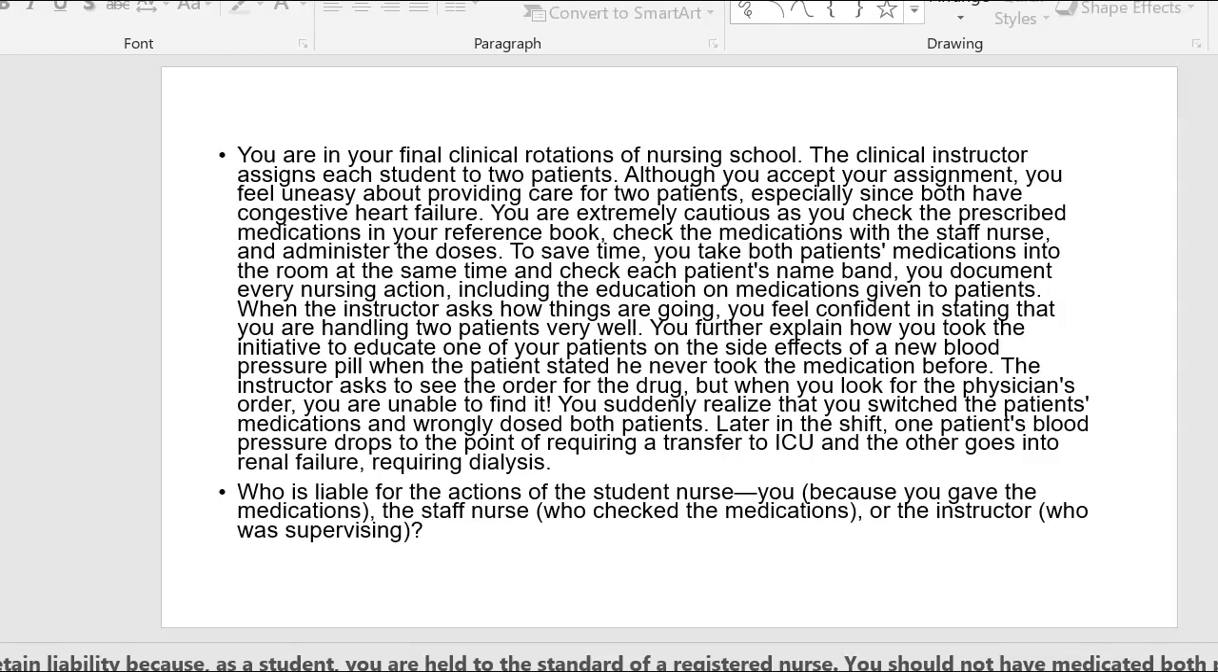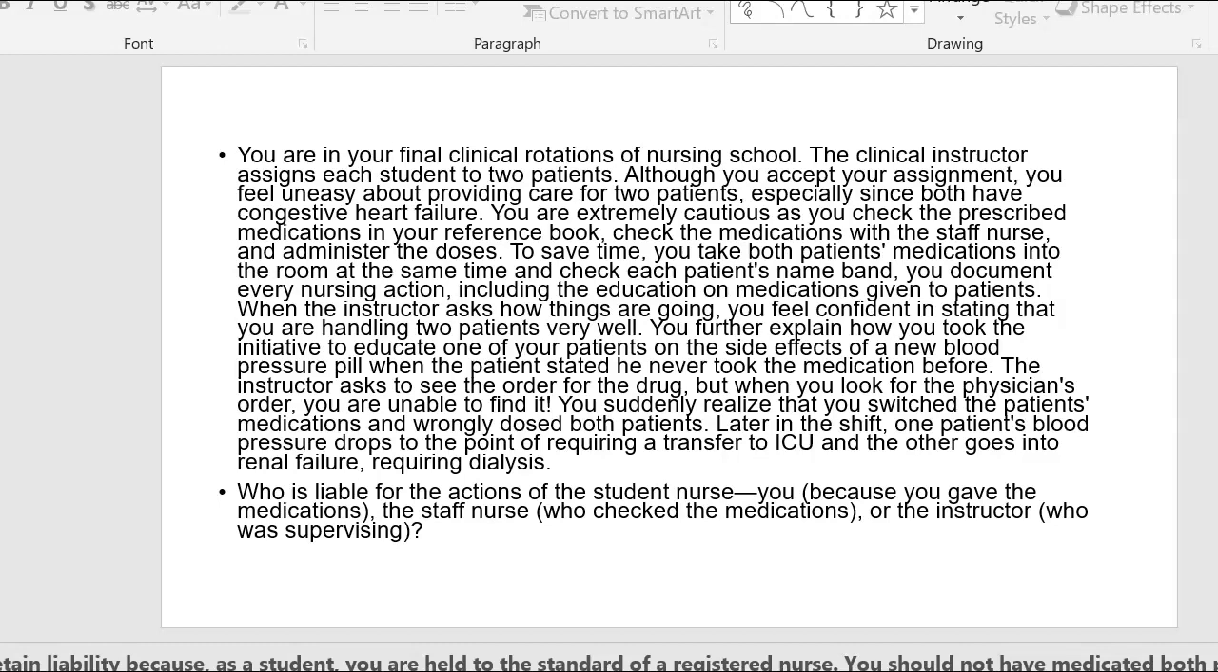You are in your final clinical rotation of nursing school. The clinical instructor assigns each student to 2 patients. Although you accept your assignment, you feel uneasy about providing care for 2 patients, especially since both have congestive heart failure. You are extremely cautious as you check the prescribed medications in your reference book, check the medications with the staff nurse, and administer the doses. To save time, you take both patients' medications into the room and check each patient's name band. You document every nursing action, including the education on medications given to the patients.